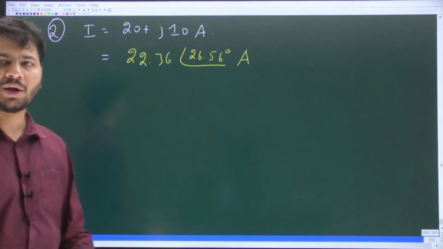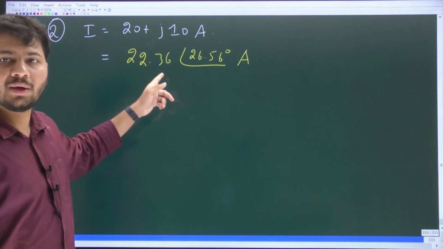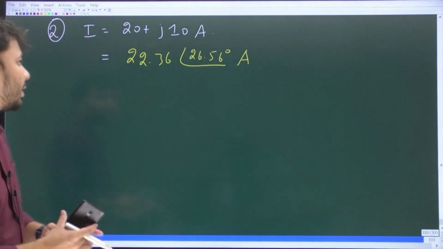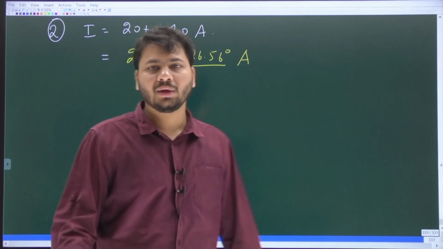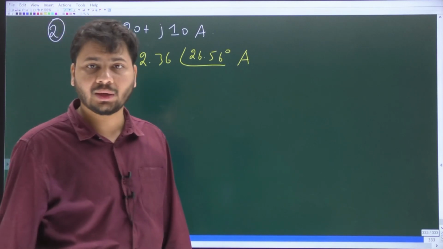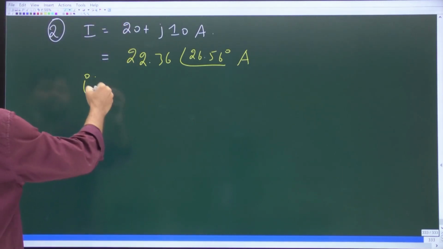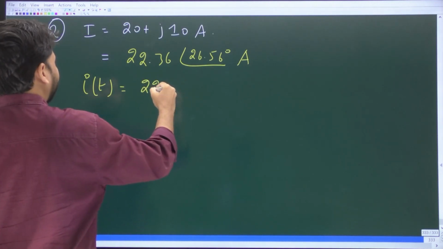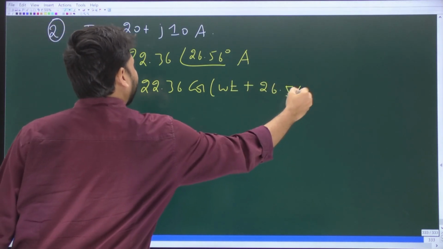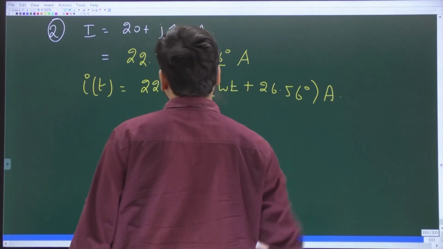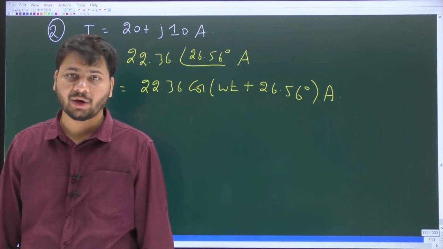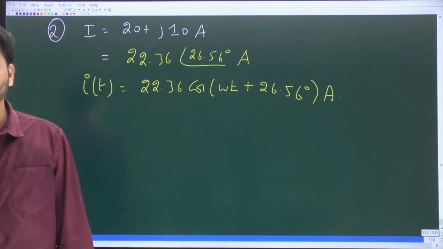You can easily go back to the time domain. 22.36, the magnitude of the phasor, is the same as the amplitude of the corresponding sinusoidal current, whereas this 26.56 degrees, the angle of the phasor, is the phase angle of the corresponding sinusoidal current. So i of t is 22.36 cos(omega t plus 26.56 degrees) amperes. That's all. This is how you go from the phasor domain back to the time domain. I hope it is clear.